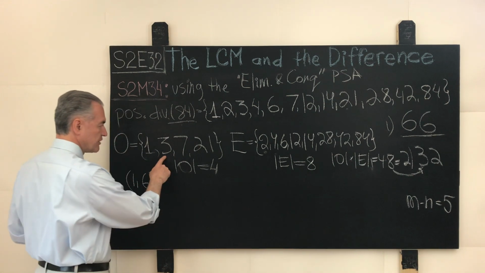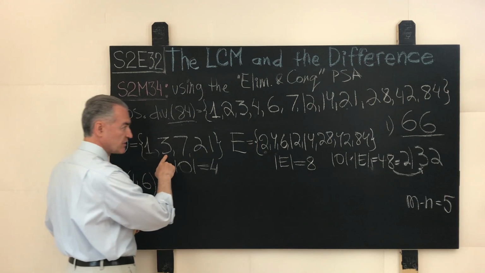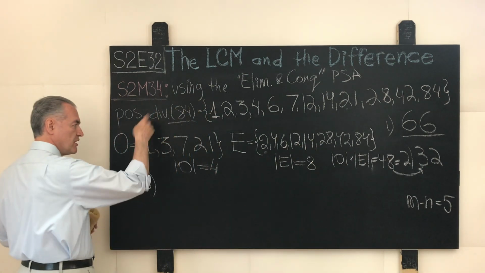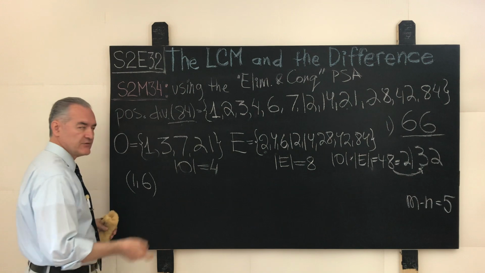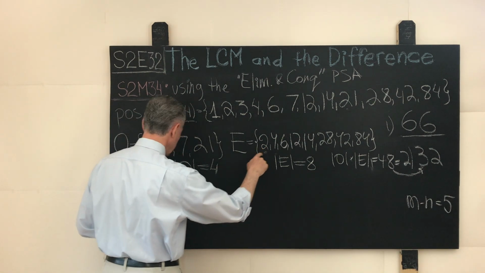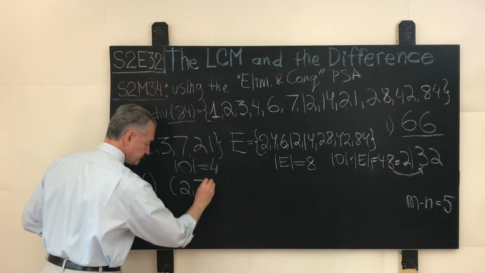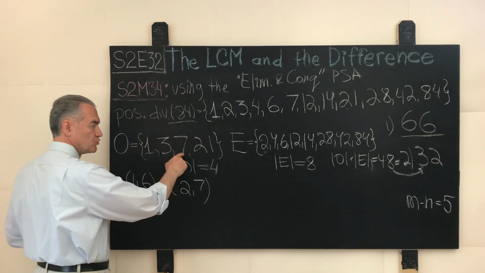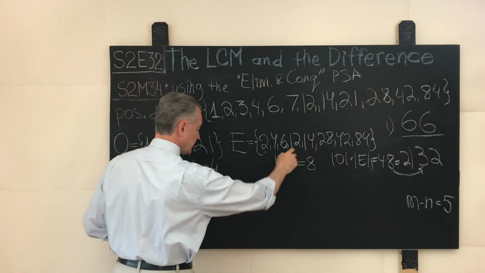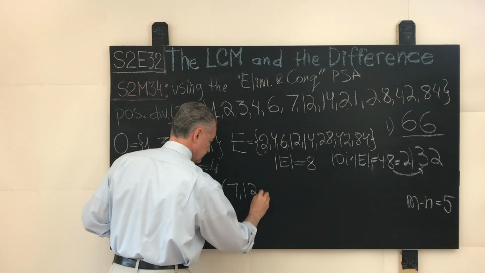We're done with 1. 3, there is no hope for 3. 3 minus 5, negative 2, we throw it out. 3 plus 5 is 8, 8 is not an even divisor of 84, 3 is gone. 7, 7 minus 5 is 2, 2 is an even divisor of 84, so we write down our next suspect, 2 and 7. 7 plus 5 is 12. 12 is an even divisor of 84, so we write down another suspect, 7 and 12.